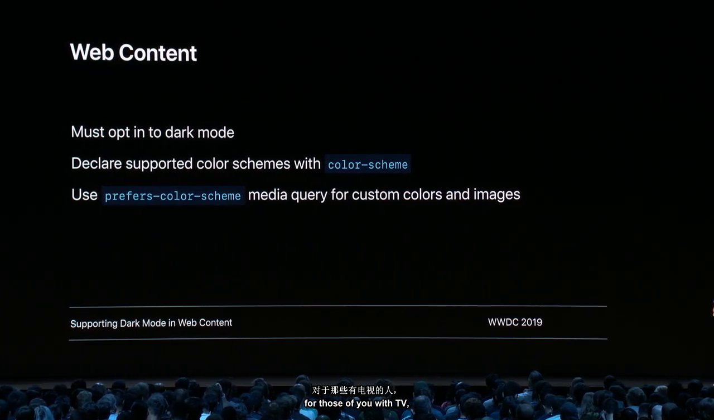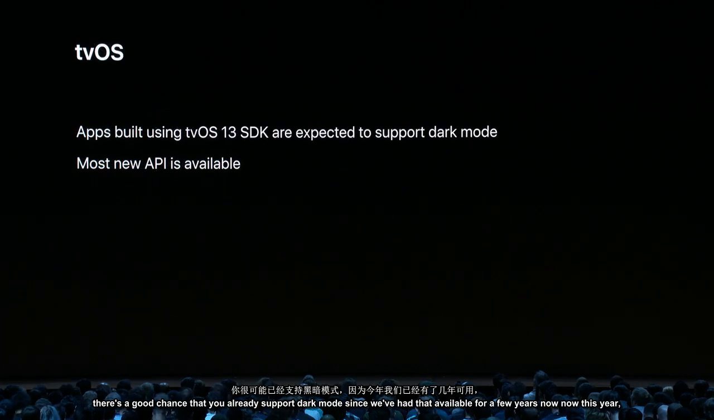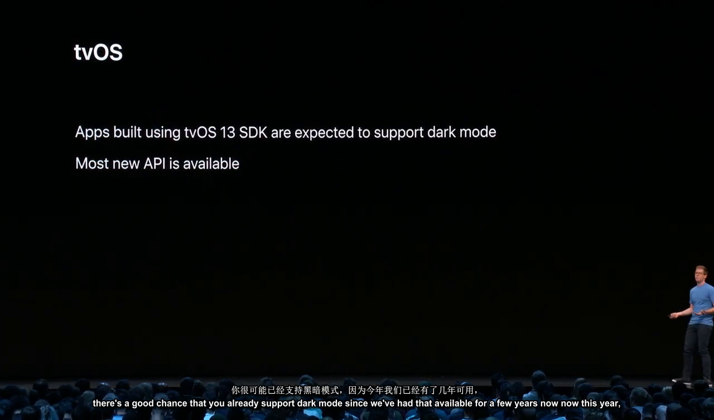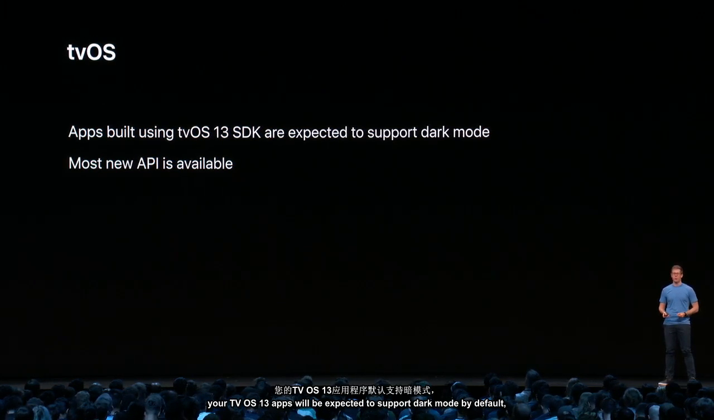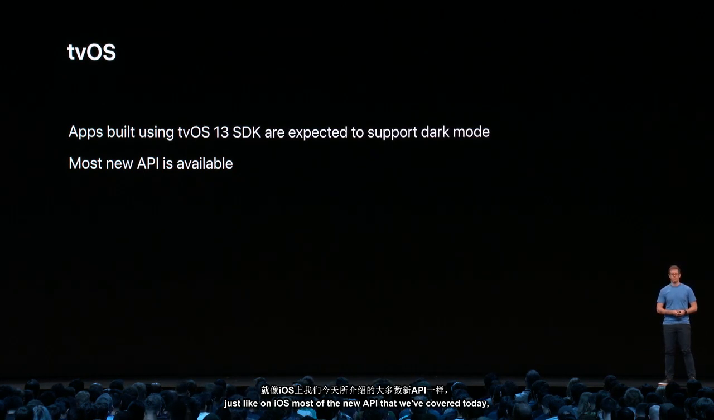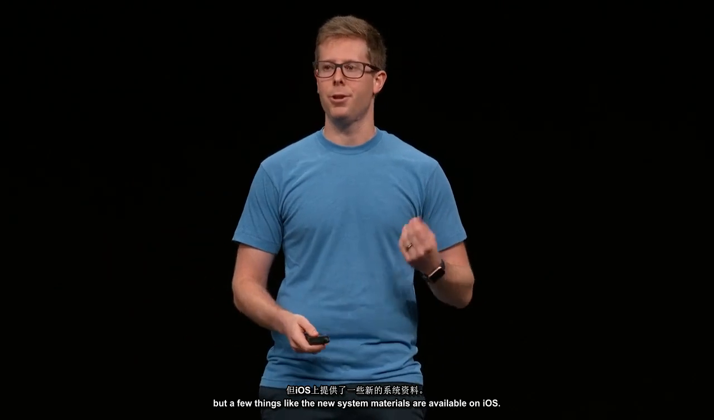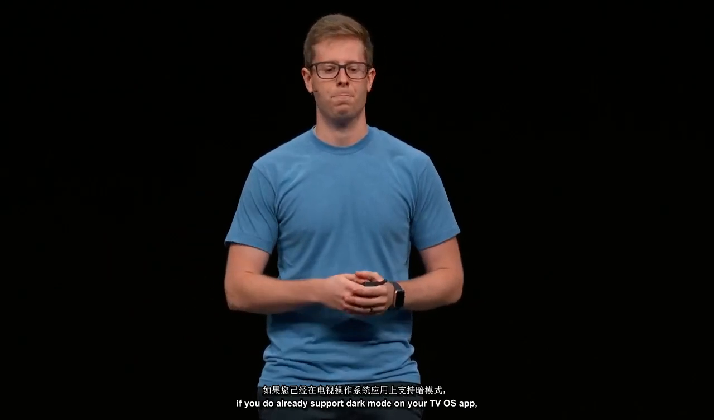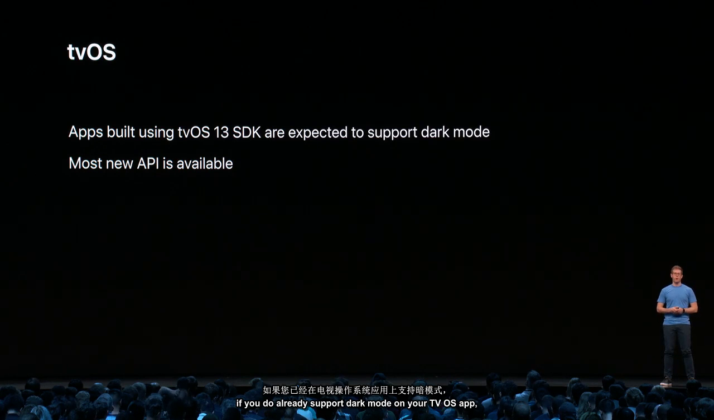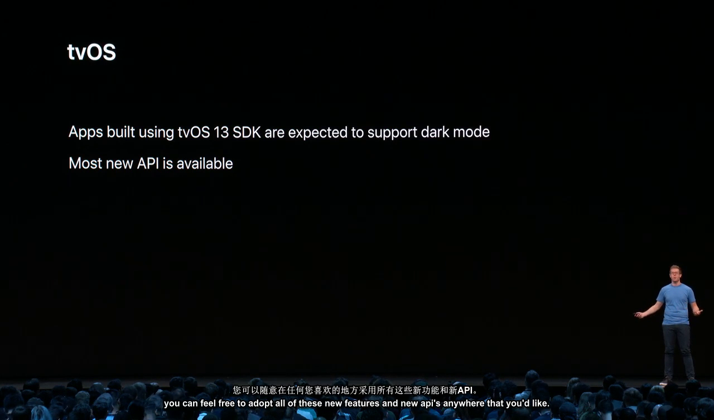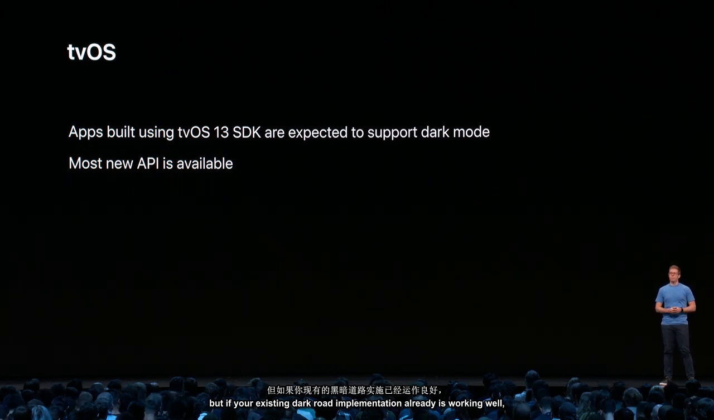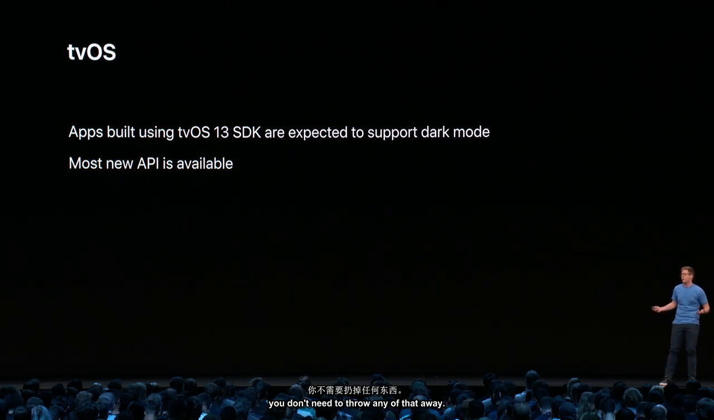Now, for those of you with tvOS apps, there's a good chance that you already support dark mode, since we've had that available for a few years now. This year, your tvOS 13 apps will be expected to support dark mode by default, just like on iOS. Most of the new API that we've covered today, such as all the dynamic colors and image assets, is available. But a few things like the new system materials are available on iOS only. Now, if you do already support dark mode on your tvOS app, you can feel free to adopt all of these new features and new APIs anywhere that you'd like. But if your existing dark mode implementation already is working well, you don't need to throw any of that away.